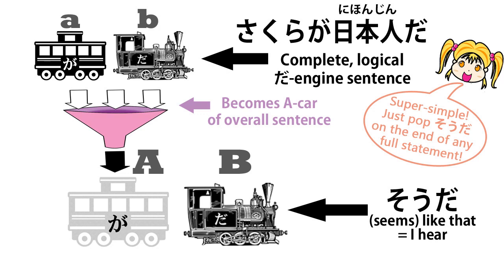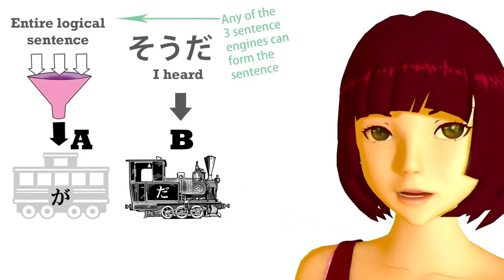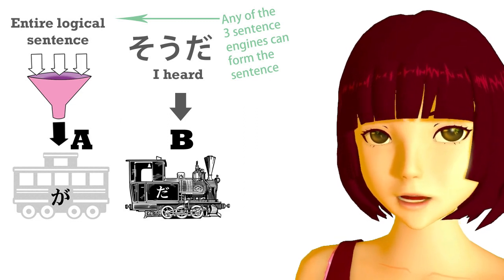What we say here is, I'm hearing that Sakura is a Japanese person. So, Sakura is a Japanese person, all taken together, is the subject of the sentence, and then what we're saying about it is that we've heard it. Why do we use sōda, sōdesu? For me, I've heard.